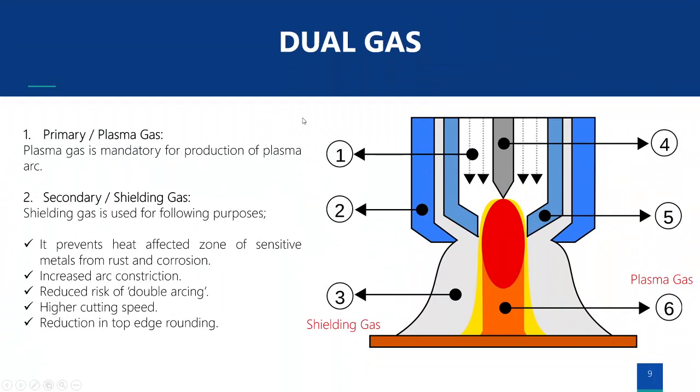What is the dual gas concept? As we have seen earlier, one is plasma gas and the other one is shielding gas. We know that plasma gas is mandatory for production of plasma, but why are we using the shielding gas? Shielding gas is used for three main purposes. First, it protects the heat affected zone of sensitive materials from rust and corrosion. Number two, it increases the arc constriction, and number three, it reduces the risk of double arcing. This is the plasma gas or the main gas, and this is the shielding gas that is providing some protection.